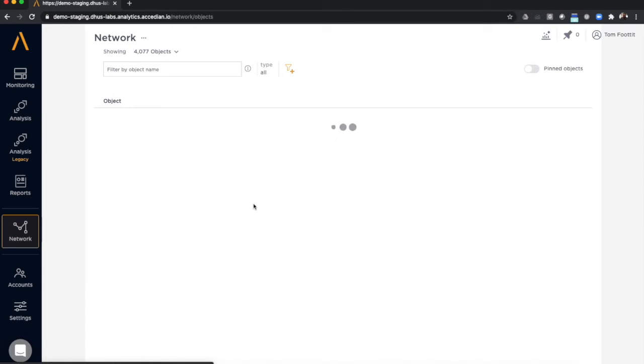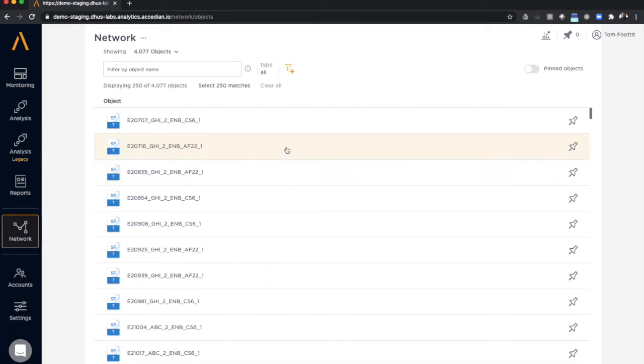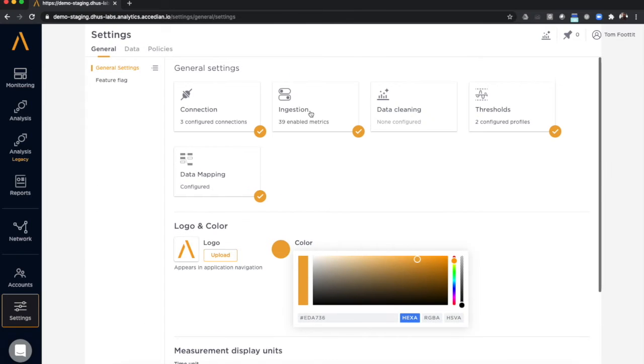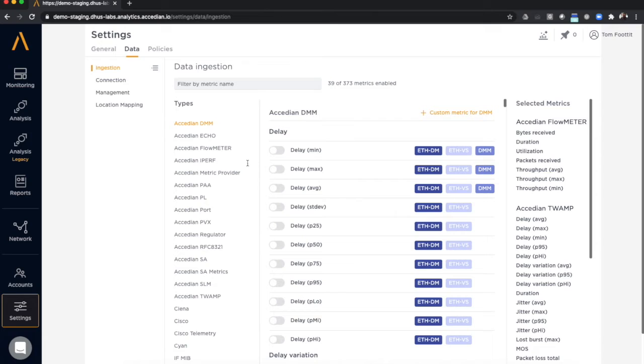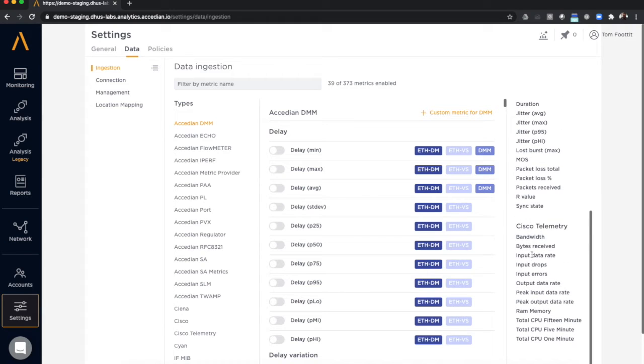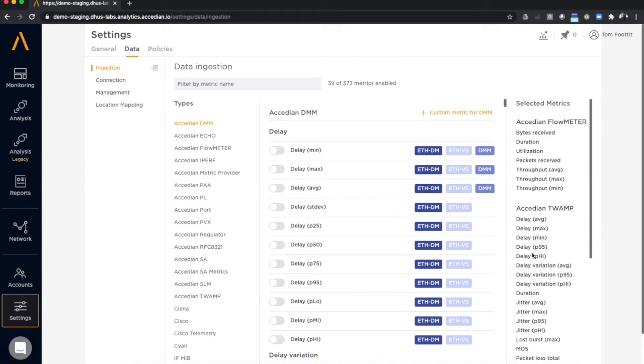In Skylight Analytics, we may have raw information that is stored, performance data. This could be something like a TWAMP or Y1731 from Exceeding equipment, or it could be router statistics from a Cisco router. And you can configure, when you ingest the data, what data you want to keep. So for example, here you might see we have some TWAMP and some flow meter and some Cisco telemetry data that's ingested into this system.